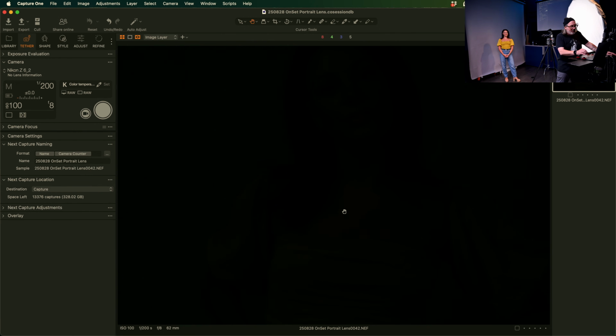So here we have the black frame. Make sure there's no dust on my screen. I'll get rid of that. Okay, so I have literally tried to retouch out dust that's on my screen in the past, so you got it.